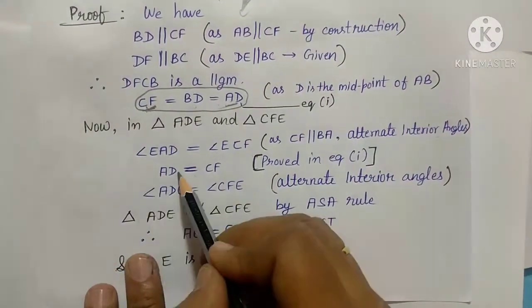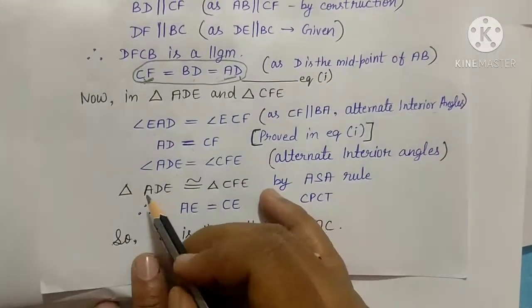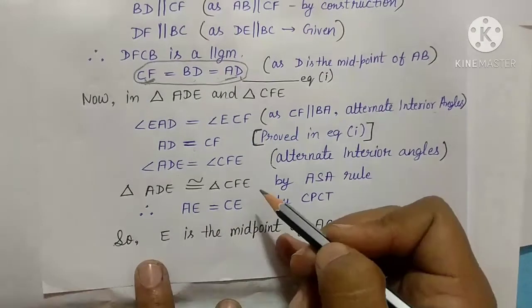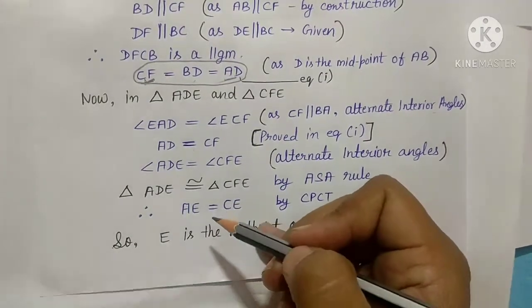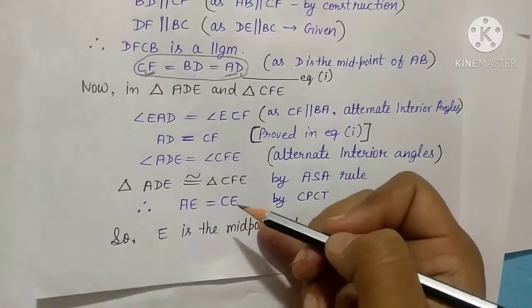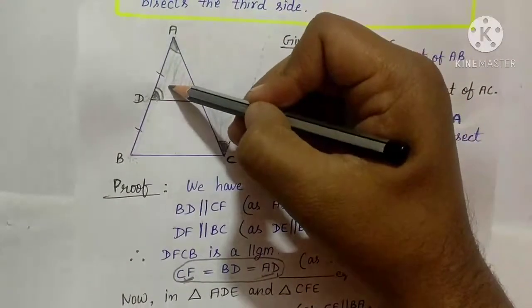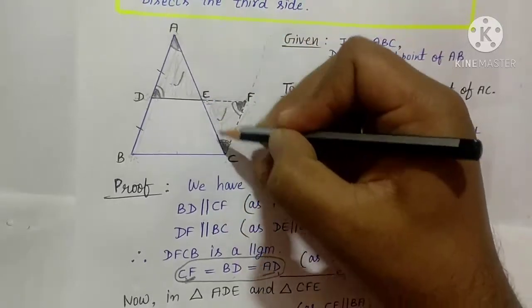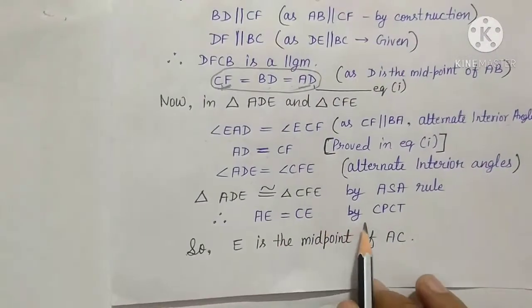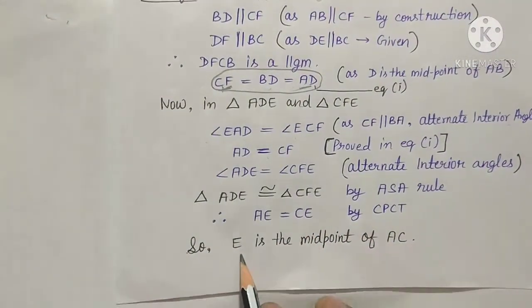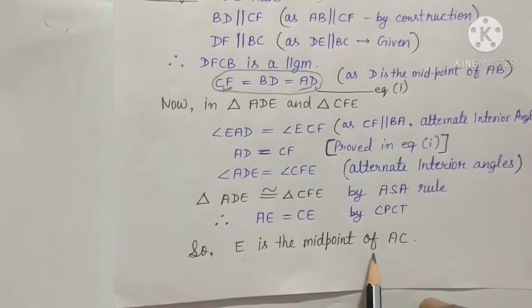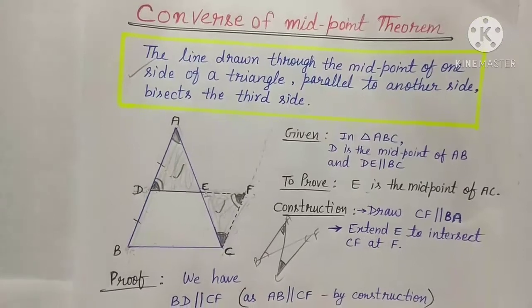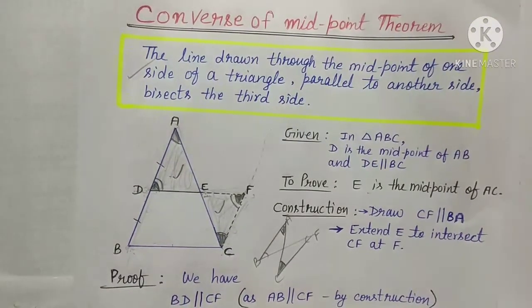So by angle side angle, ASA, triangle ADE is congruent to triangle CFE. These two triangles are congruent, therefore their corresponding parts will be equal. So AE equals CE by CPCT, and if these two sides are equal, E is the midpoint of AC. Here we have proved our theorem, the converse of the midpoint theorem. So here it is completed.